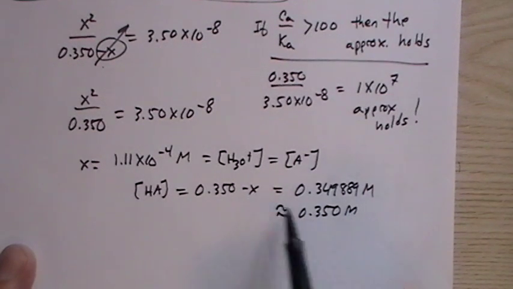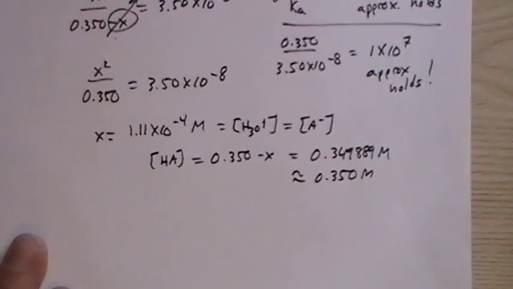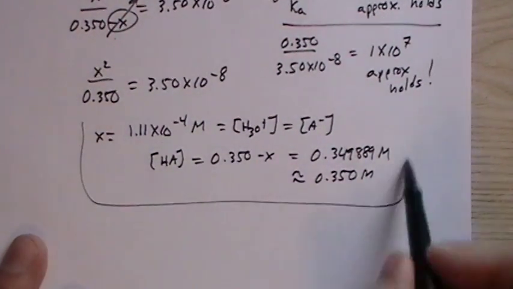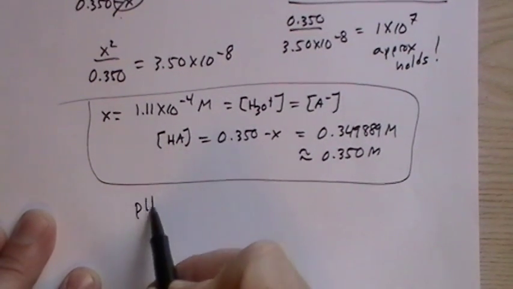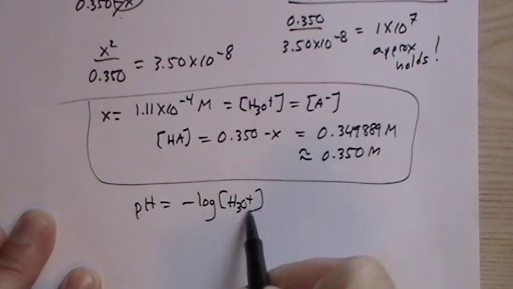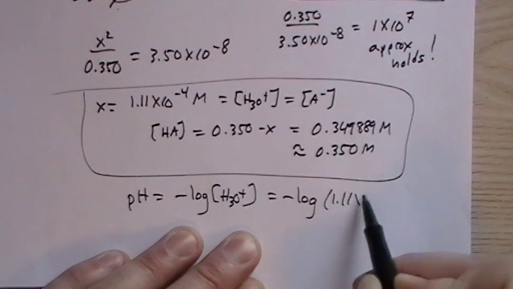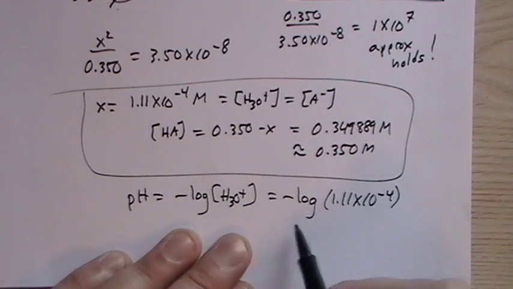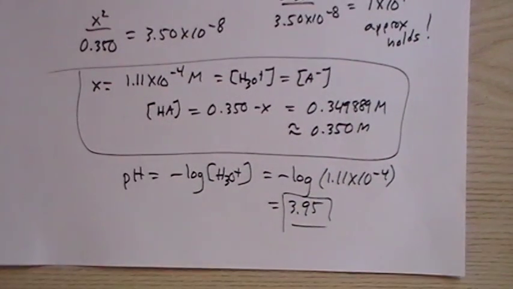If x is that small, then we can say it was approximately unaffected, even though there was a slight bit of it used up. So we have our concentrations, and then our pH. pH is just the negative log of the concentration of H3O plus. So the negative log of 1.11 times 10 to the minus 4 comes up to be 3.95. So that's our last thing that we have to do.